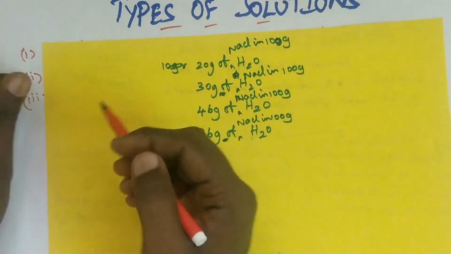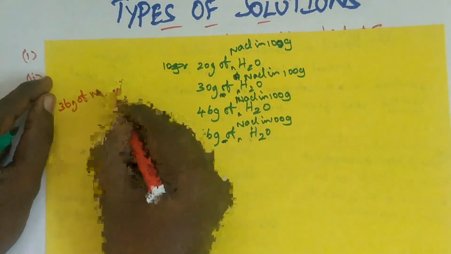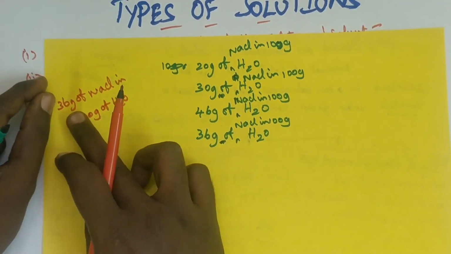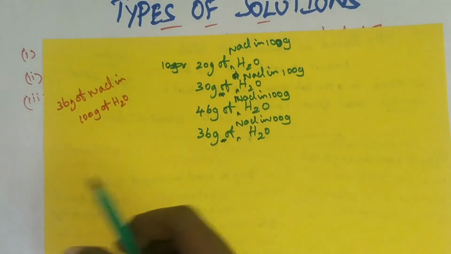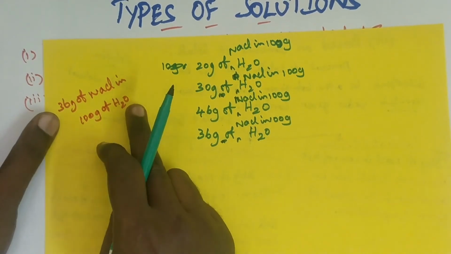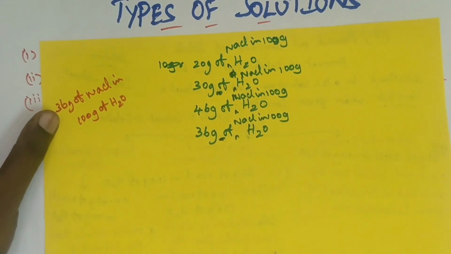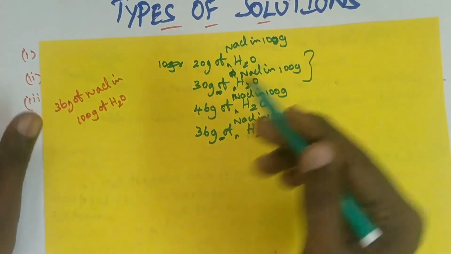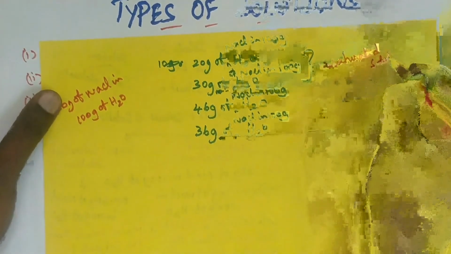So we know solubility of NaCl is 36 gram of NaCl in 100 gram of water. That means up to 36 gram of NaCl only we can dissolve in 100 gram of water. More than that we cannot dissolve. So if it is less then it is unsaturated. If more than 36 then it is supersaturated. So let's see this example. First one is 20 gram and 30 gram. It is less than 36 gram, because less solute than that of saturated solution. So first two are unsaturated.